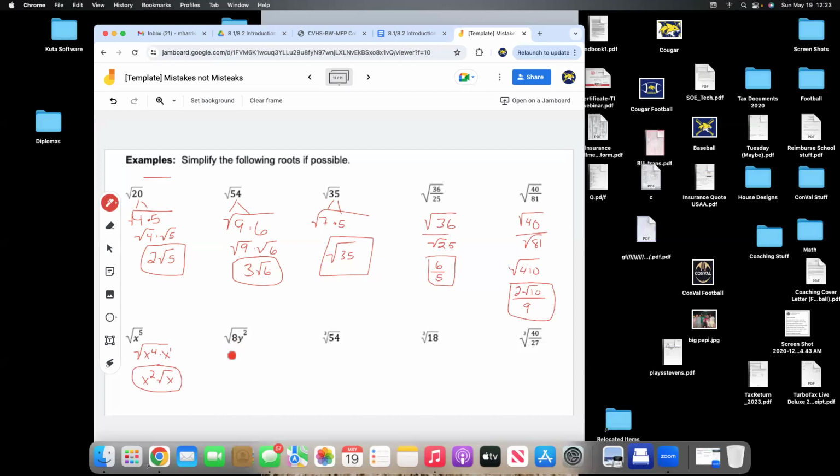Next, we have 8 times y squared. Well, 8 is not a perfect root, so we're going to split up 8 into 4 times 2, times y squared. All right, well, square root of 4 is 2. Square root of y squared is y. Those escaped. And 2 stays under the radical. The goal with numbers is that they want to get out of the radical.